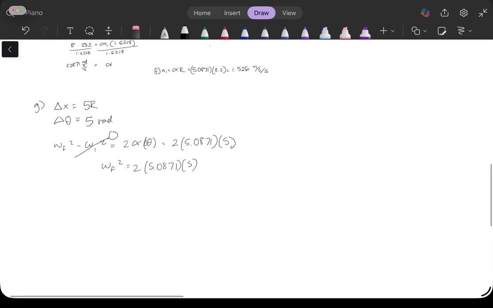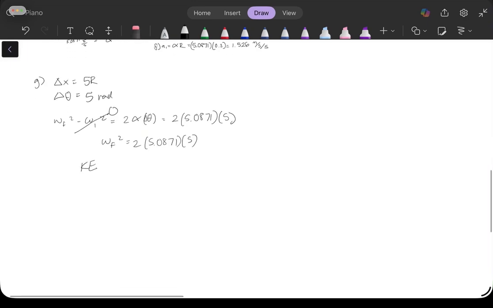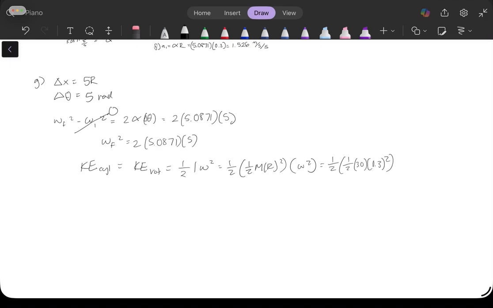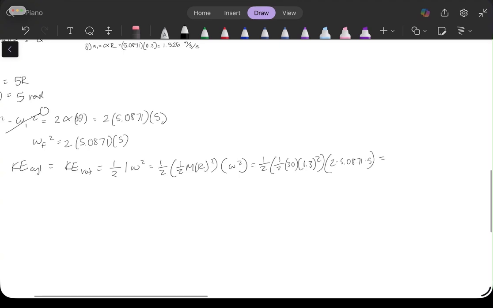And then what I'm going to do is set up the KE for the cylinder to be KE rot, which is also 1/2 of inertia times omega squared. We can expand this. And then we're left with 34.338 joules.